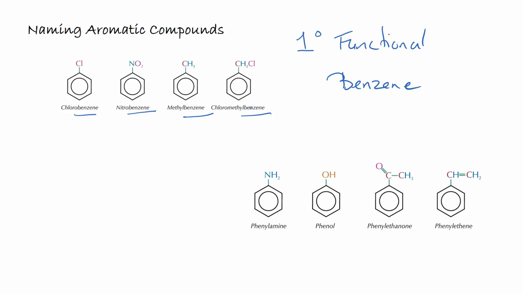Now, in other times, when it's not the primary functional group, then we have the prefix phenyl. So in these cases, we actually name the side groups here as the primary functional group, and the phenyl group becomes the prefix to our organic molecule. So here we have an amine and we have phenylamine. Here we have the alcohol and it becomes phenol. Here we have ethanone, so we have the ketone, so we have phenylethanone. And finally here we have ethene, and therefore we have phenylethene.